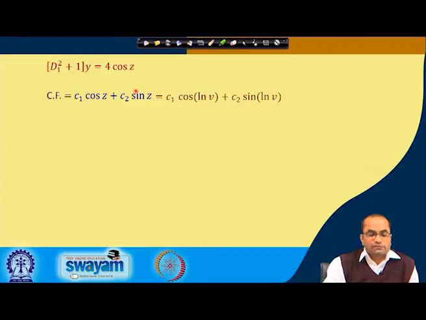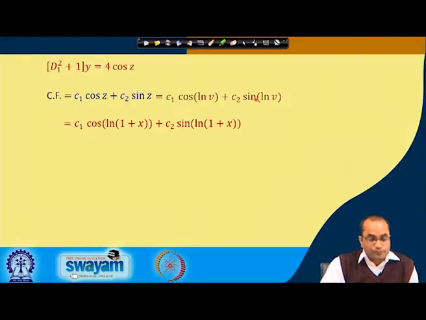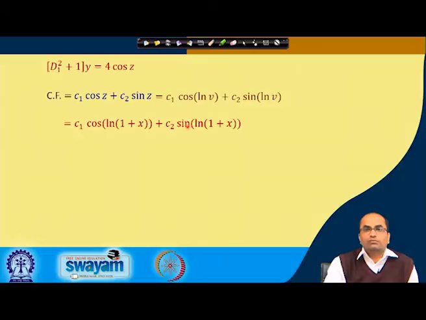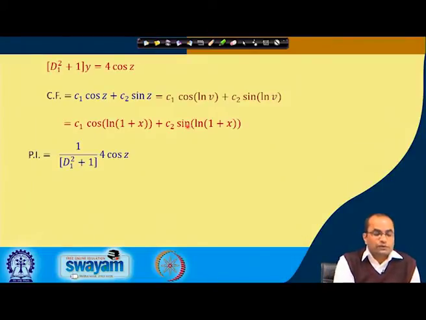So, z was ln v, so we have ln v for z, and this v was also 1 plus x in the earlier substitution. So we have to get back to x. The complementary function will be C1 cos ln of (1 plus x) plus C2 sin ln (1 plus x), and the particular integral, which is 1 over D1 square plus 1 operated on 4 times cos z.